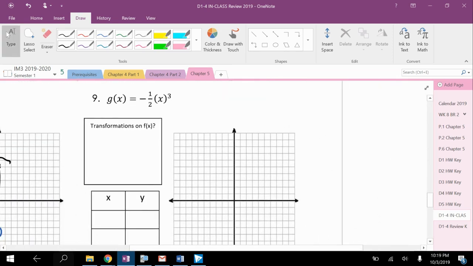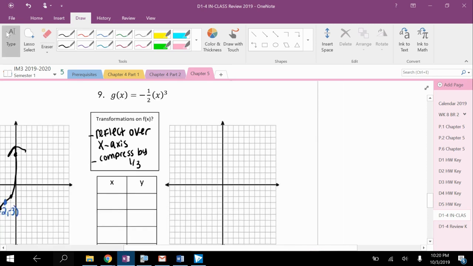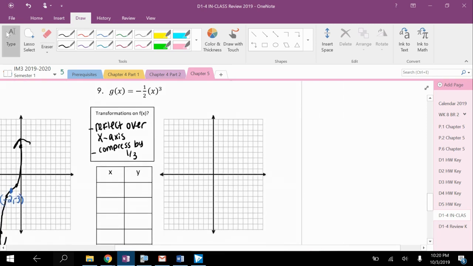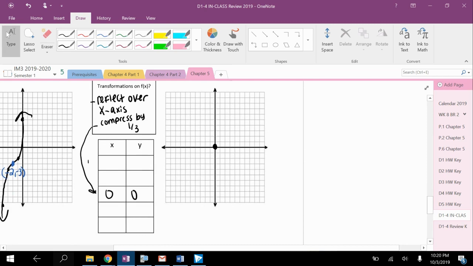This next part, that negative means that we are reflecting over the x-axis, and that 1/3 means we are compressing by 1/3. So let's go ahead and talk about that. If you're not moving left, right, up, or down, you're always going to start at 0, 0. So that's telling me that I am going to start at 0, 0. And let's go ahead and get a graph on the paper here.